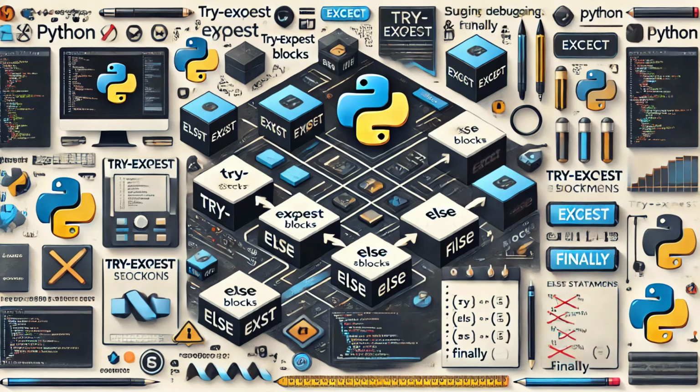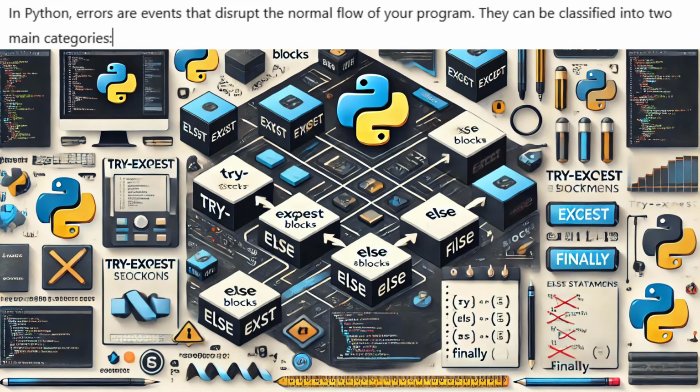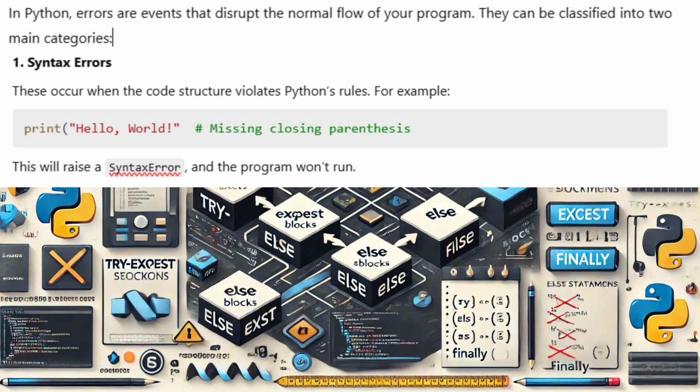Let's dive in. So, first of all, let's talk about what are errors and exceptions. In Python, errors are events that disrupt the normal flow of your program. They can be classified into two main categories. Number one, syntax errors. These occur when the code structure violates Python's rules.